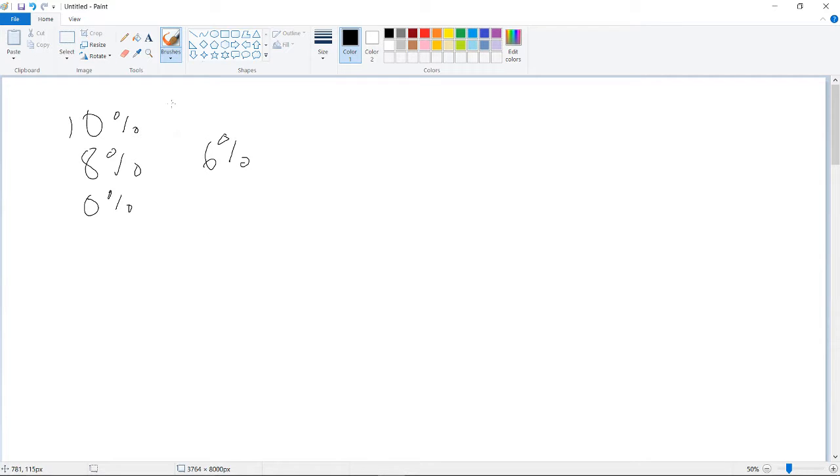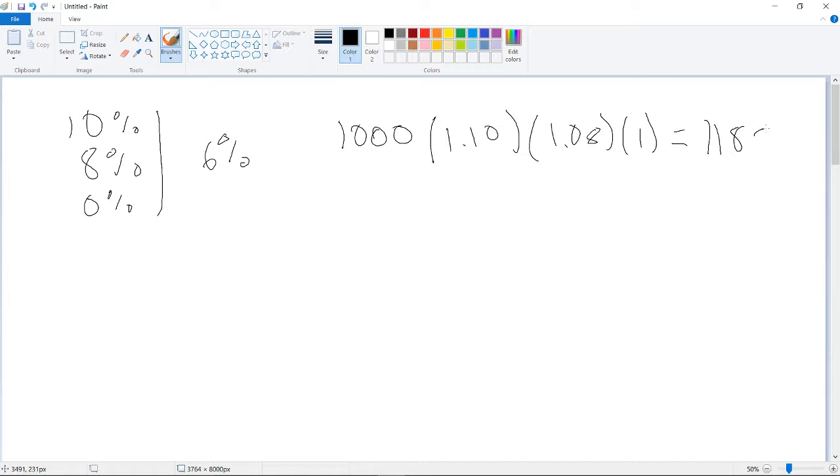And I'm going to show you eventually that this actually is not the right way to calculate average stock rate increases. Because what happens is, let's do it. So let's say you have $1,000 that you initially invest. And then for 1 year you make 10%, and the next year you make 8%, and then the last year you make 0%. When you multiply all this out, you get 1188.